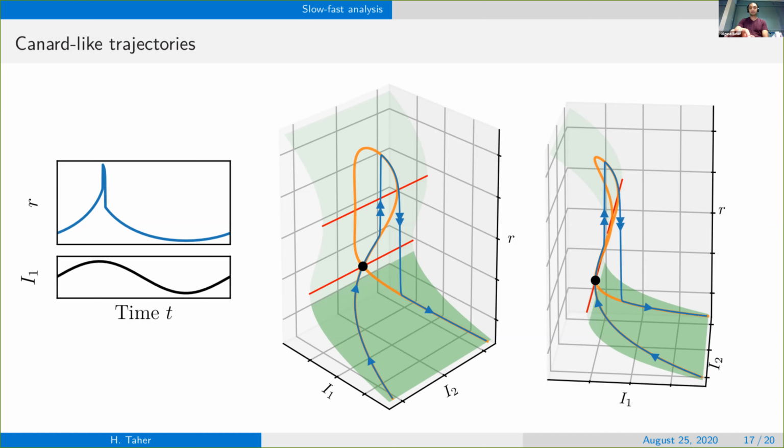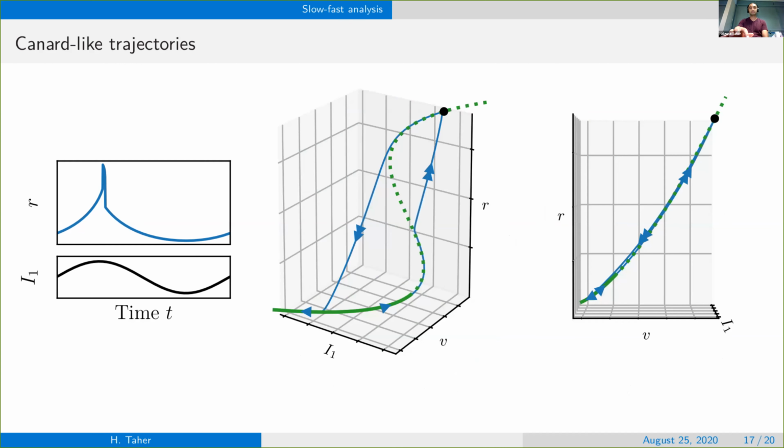So this critical manifold is shown in I1, I2, and R coordinates, but we can also plot it in different coordinates: I1, V, and R. So we have one forcing, one slow variable and two fast variables here now. This green trace is still the critical manifold, and the blue curve is still the same Canard-like cycle.